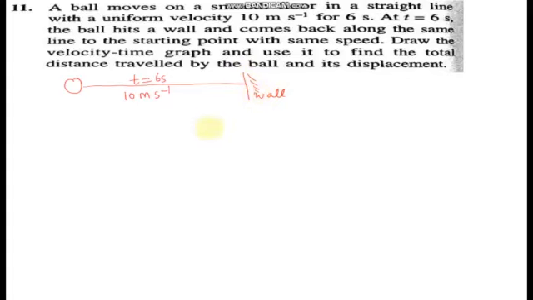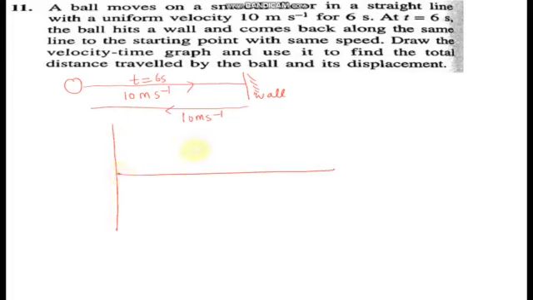It hits the wall, and first of all it was moving in this direction. After hitting, it rebounds back and starts moving back to the starting point. Now also its velocity is 10 meter per second, neither increasing nor decreasing. Now we have to draw the velocity time graph for this. How will we draw the velocity time graph for this?